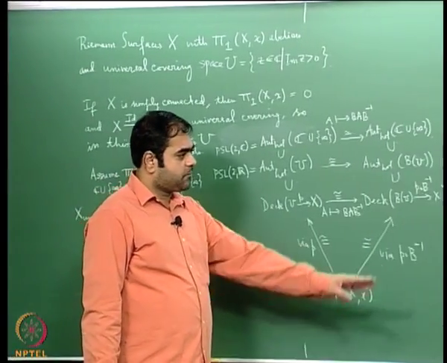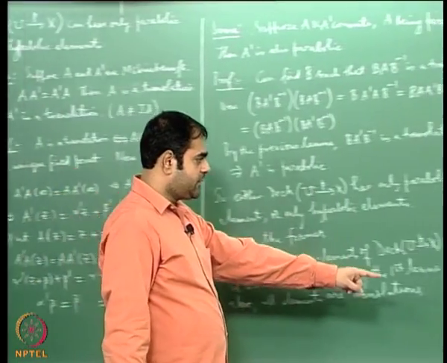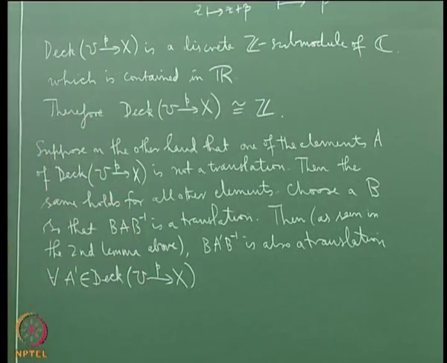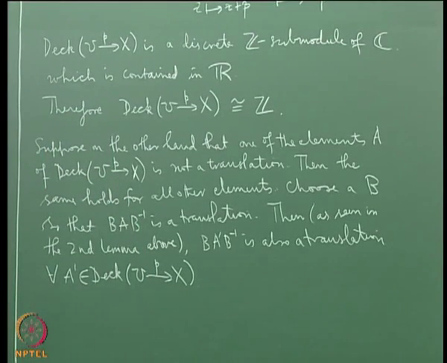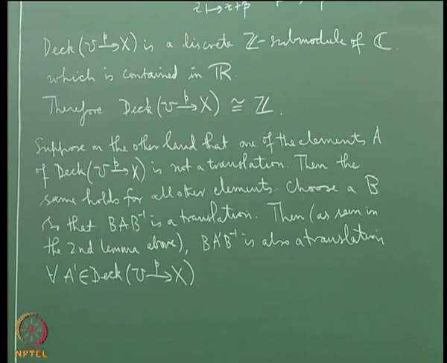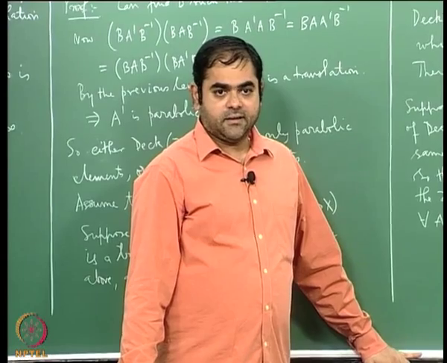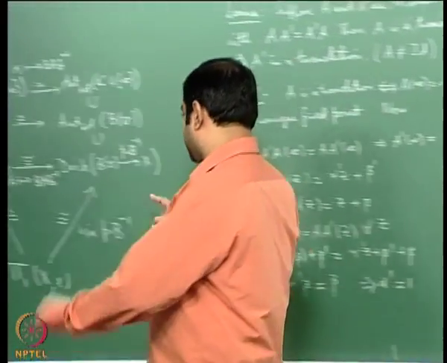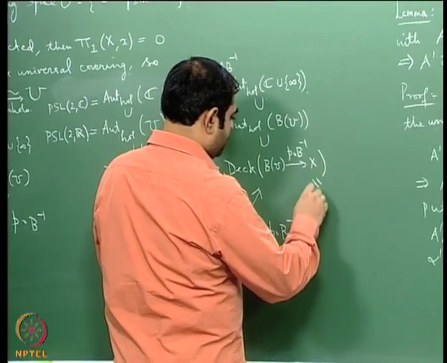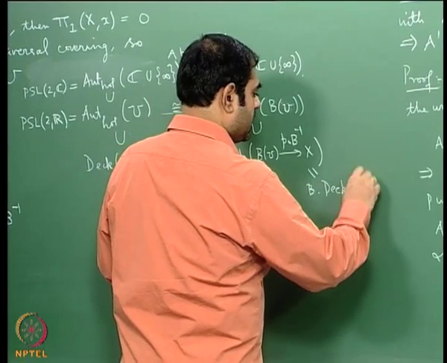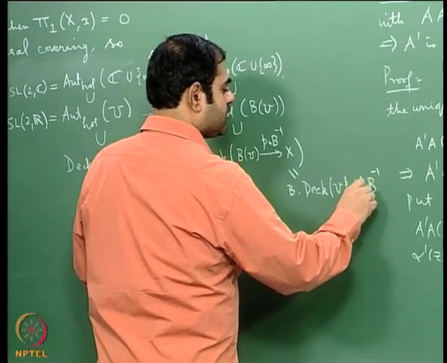So let us go back to the current situation we are in. We have taken the situation that all the deck transformations are not translations, but then we pick any one deck transformation and conjugate it with a single B, so that after conjugation it becomes a translation, then everything becomes a translation. So what is this? This is just B dot Deck(U/P x) dot B inverse, that is what it is.